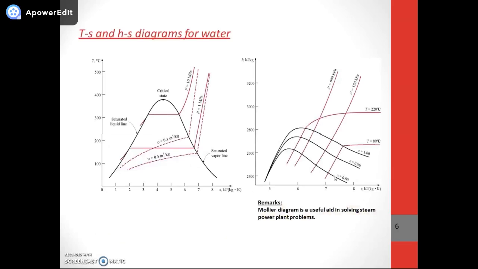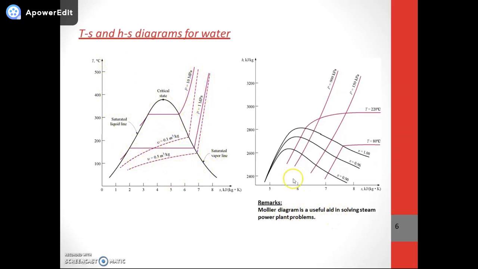These are examples of TS and HS diagrams for water. This is the TS diagram, with the saturated liquid line. We have pressure lines here, and we can find the data from this diagram. But this has also been represented in a properties table as well.